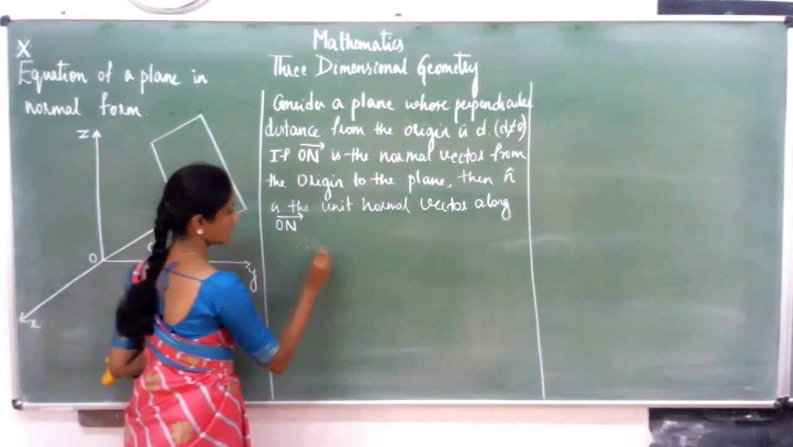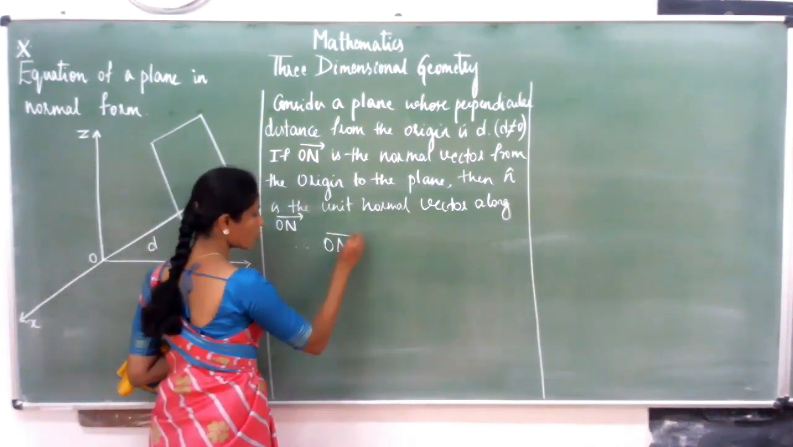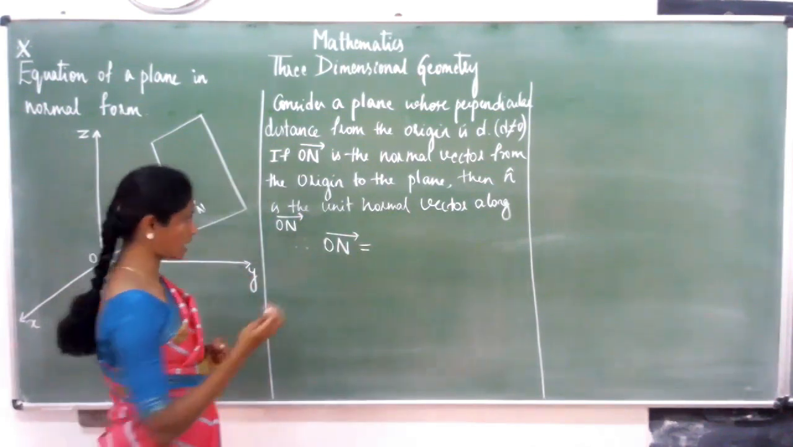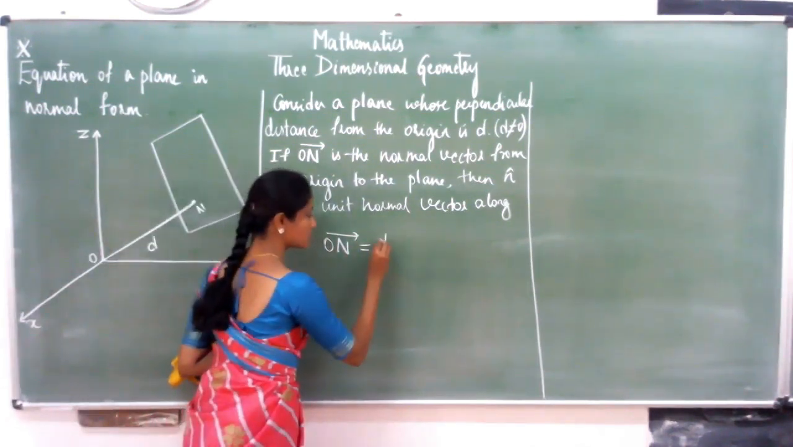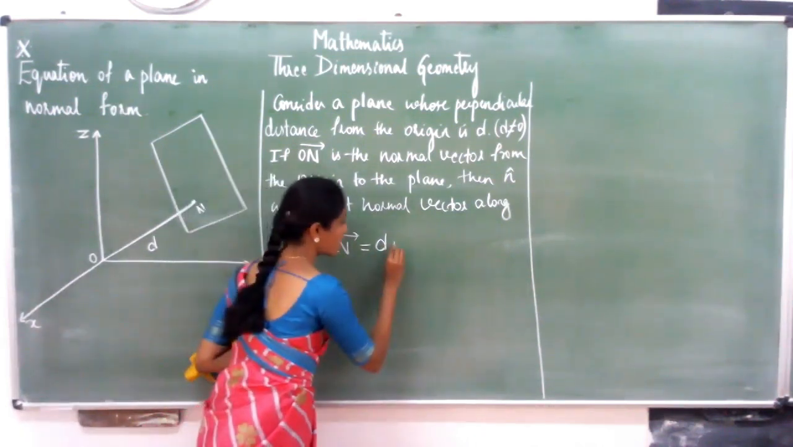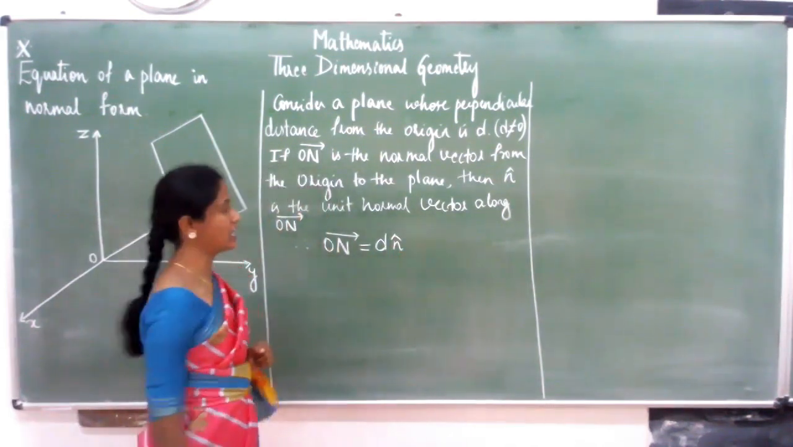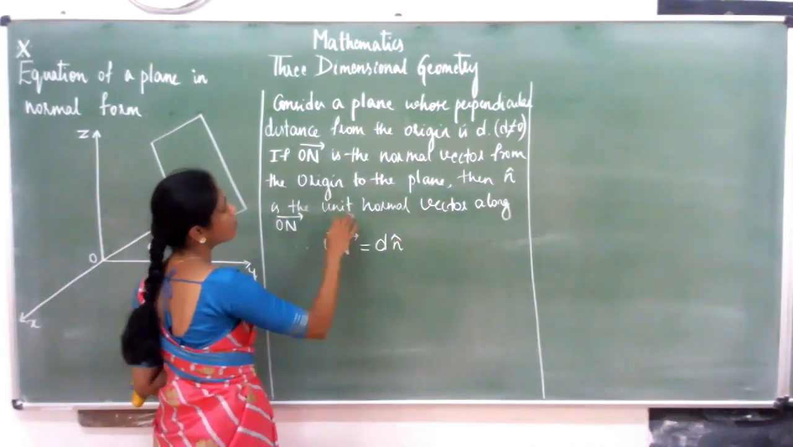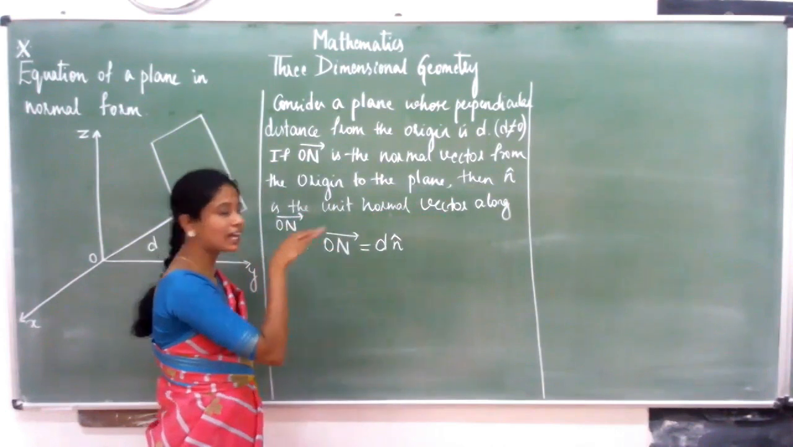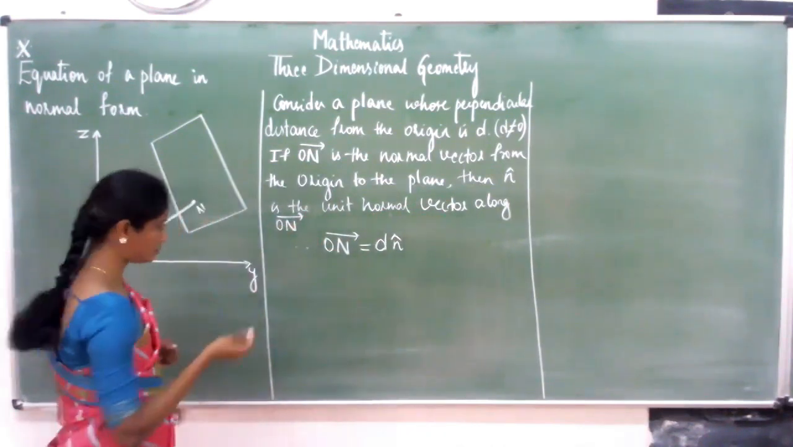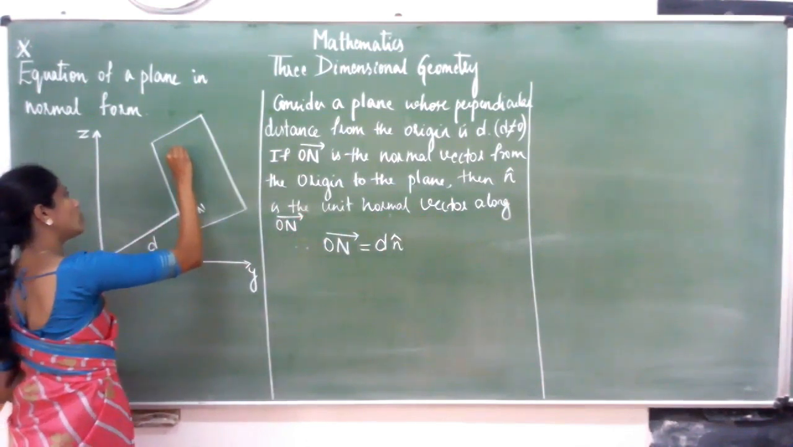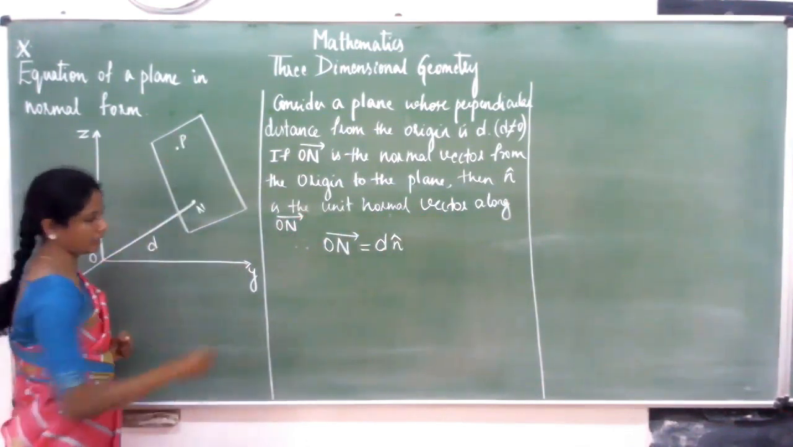Therefore, from this I can write vector ON is equal to magnitude into direction. Here the magnitude is nothing but d, and it is along the direction of n cap. Why? Because n cap is the unit normal vector along ON, in the direction of the vector ON. Then let us consider any point P on the plane.